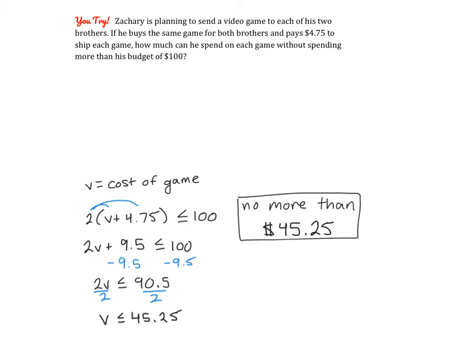And then if you solve, we get V is less than or equal to $45.25. So he can spend no more than $45.25 on each game.